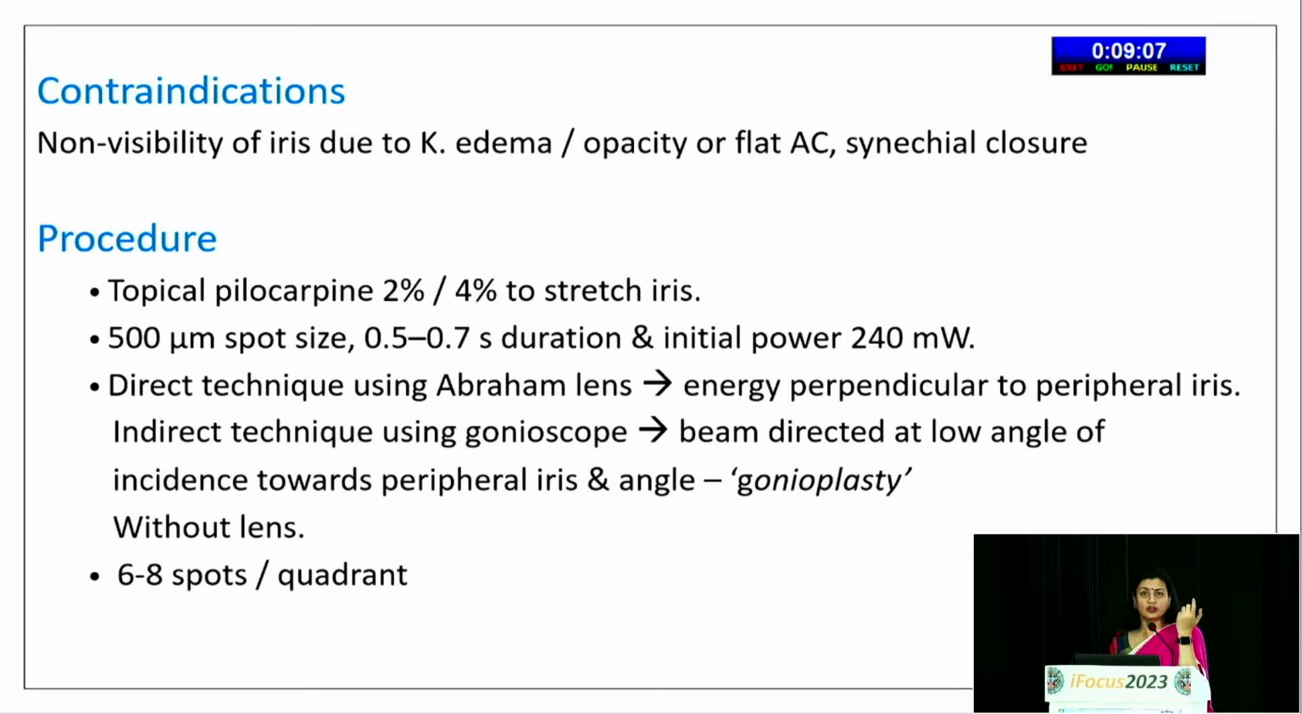Contraindications, of course, are when you are not able to visualize the iris for any reason. Procedure here, again, pilocarpine is used to stretch the iris as much as possible. The parameters are 500 microns, 0.5 to 0.7 seconds duration, starting from an energy of 240 milliwatts. You can do it in three fashions: using an Abraham lens, or using a gonio lens, in which case it is known as gonioplasty, or you can use it directly without any lens.